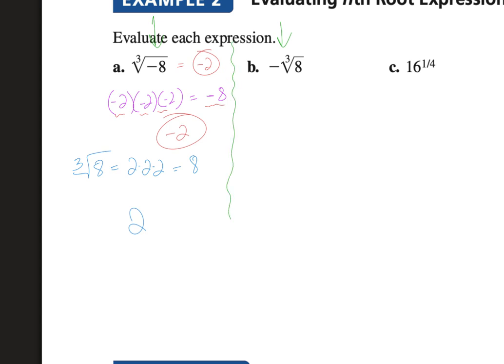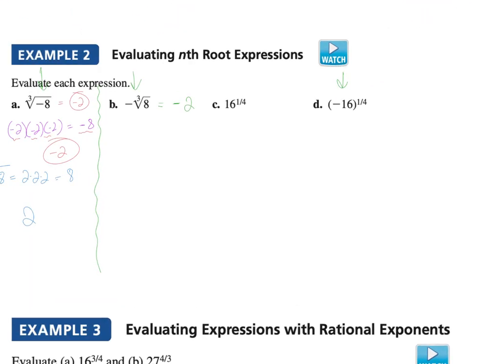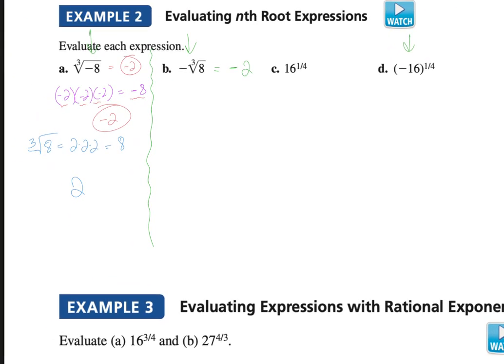Now, on B, the answer is also negative 2. And you're like, well, okay, I guess. Check it out. I literally just said the cube root of 8 is 2, right? And check this out. We have the negative cube root of 8. That's why it's negative 2, okay? Now we have the fourth root of 16. In fact, I don't see it. These two are exactly the same, okay?